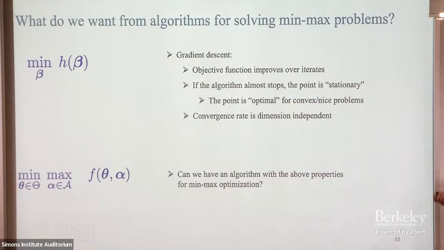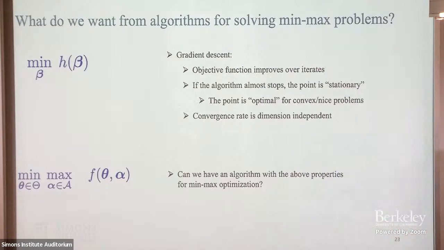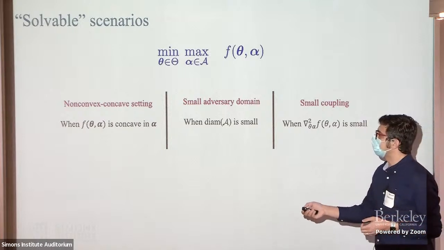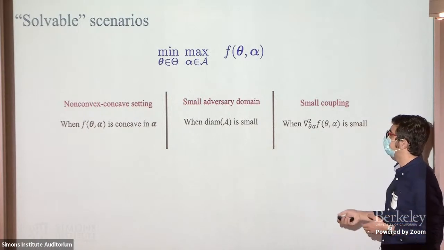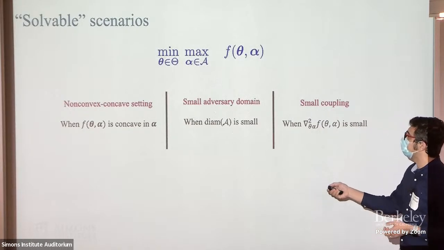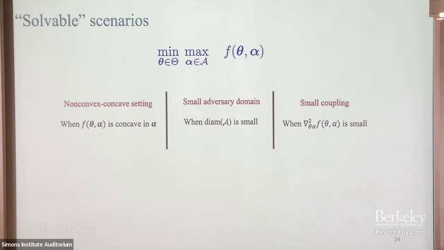Now, I want to focus on algorithms that also have these properties for minimax problems. This is a summary of the results that I'm going to talk about. There are 3 cases we are going to talk about and the rates that we get. Basically, the cases where we can have an algorithm that satisfies those properties start when your F is concave in alpha, and you have a small adversarial domain, meaning that the diameter of the constraint set A is small, comparable to your desired accuracy.